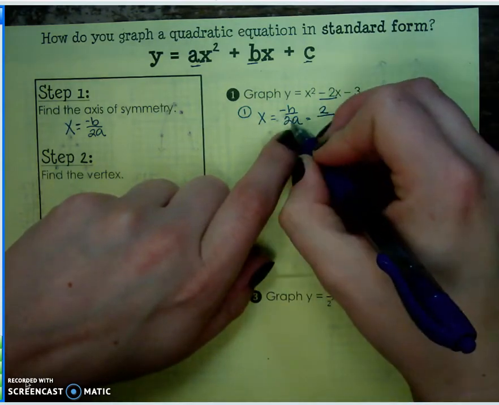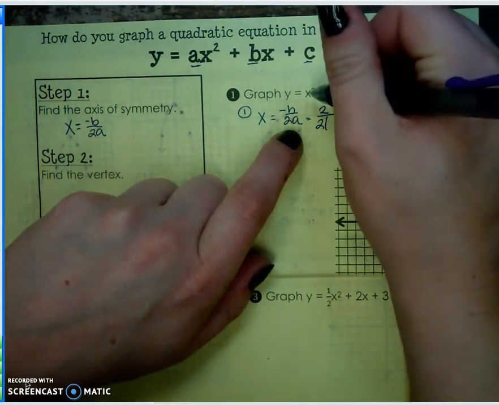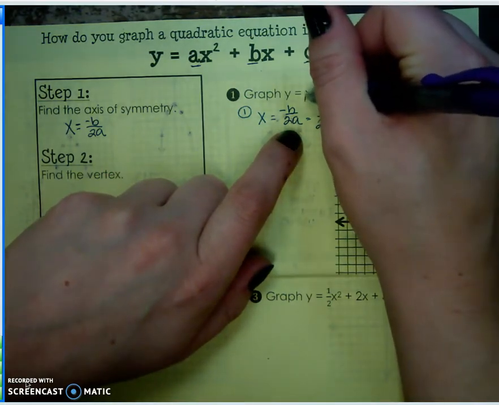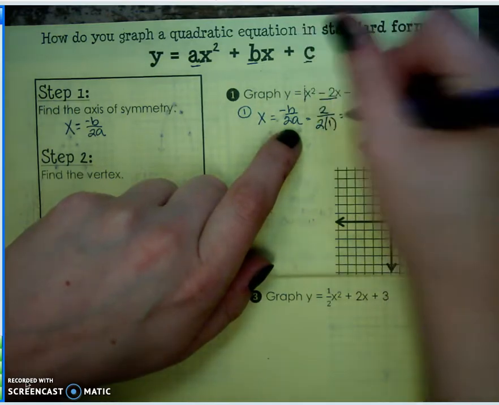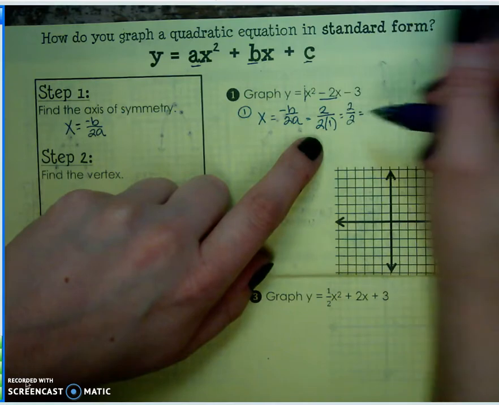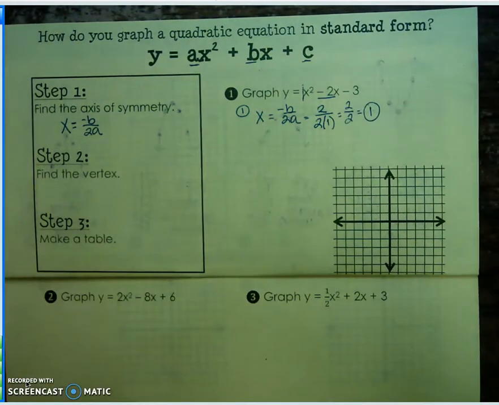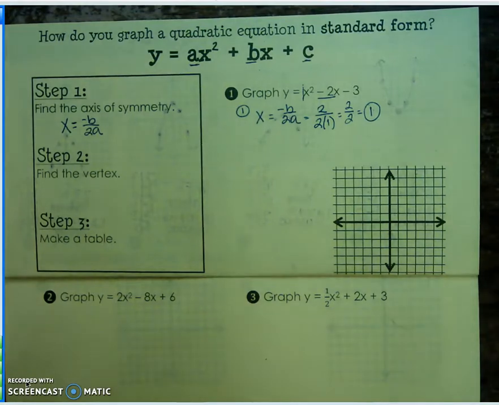And then over 2 times a. Well, what's a? There is no coefficient, so we know it's just a 1. Okay? So 2 over 2 times 1 is 2 over 2, so the axis of symmetry here is 1. Okay, I had to find that first.